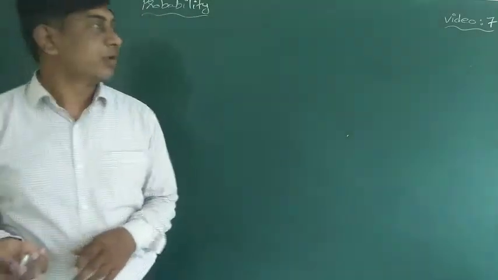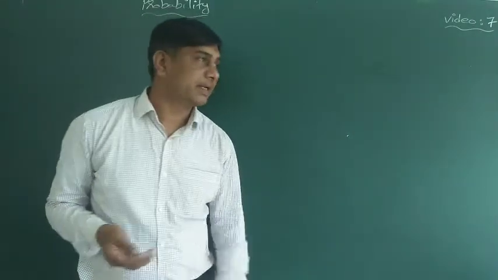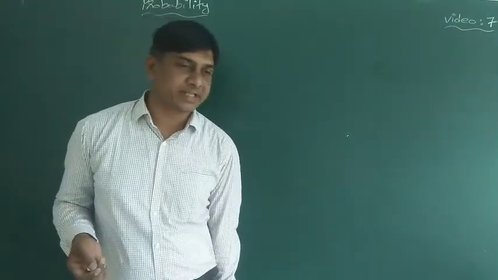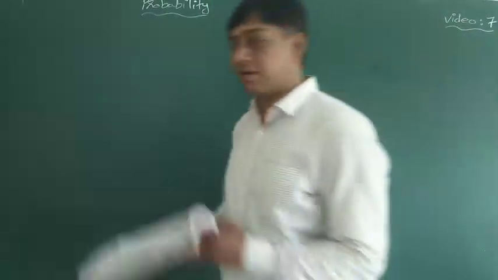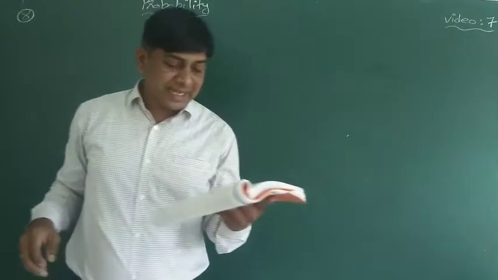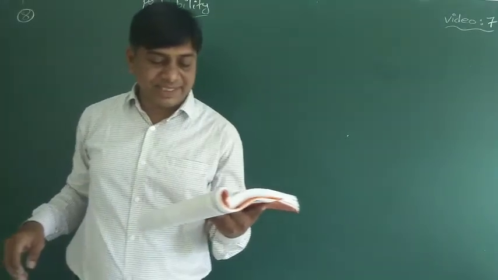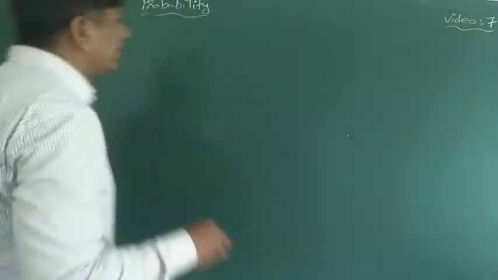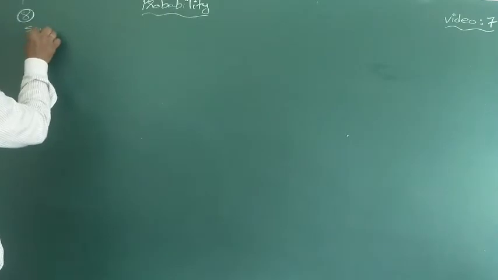We were discussing probability. In Exercise 2, 7 questions are completed. Now from the 8th question onwards. In the 8th question, 12 defective pens are accidentally mixed with 132 good ones. How many good ones are there?